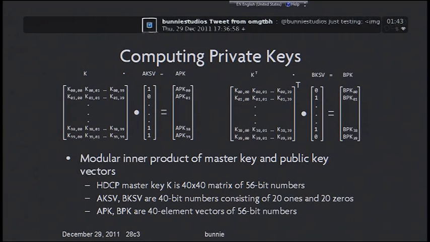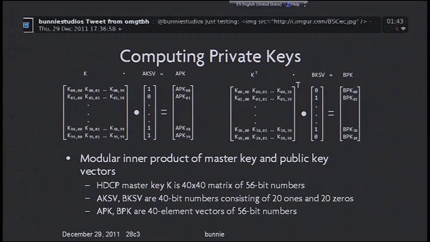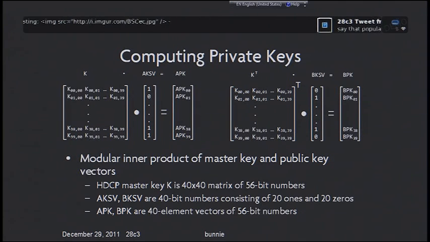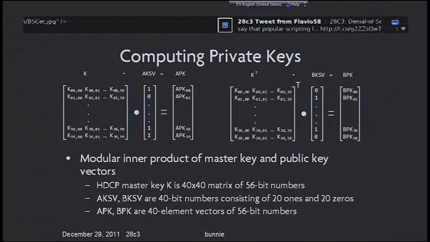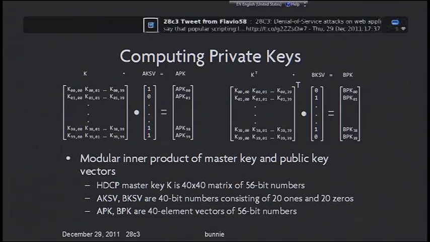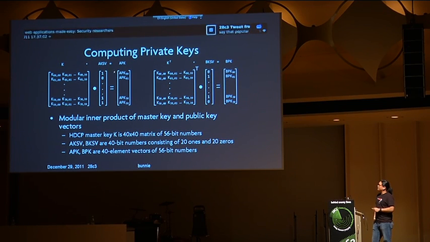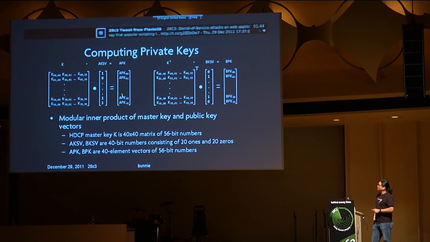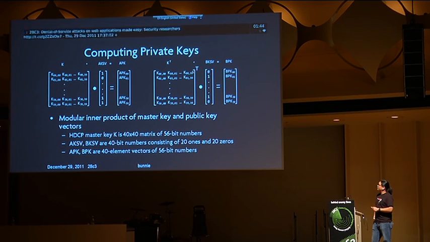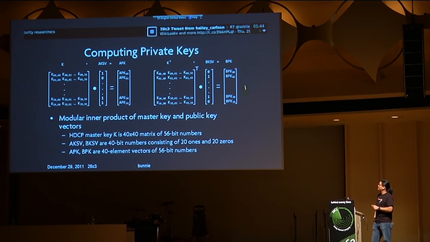So here, I like to write out the math altogether because a lot of times I read these equations and I don't get them and they're too complicated. So this helps me think it through. When you're computing the private keys, you take K, which is the master key. This is the matrix of 40 by 40, 56-bit numbers. And you do a dot product with the public key, and you get a vector of 40, 56-bit numbers, which is the private key vector for the source. And then you take the transposition of the master key, multiply it by the other public key, and you get the other private key vector.